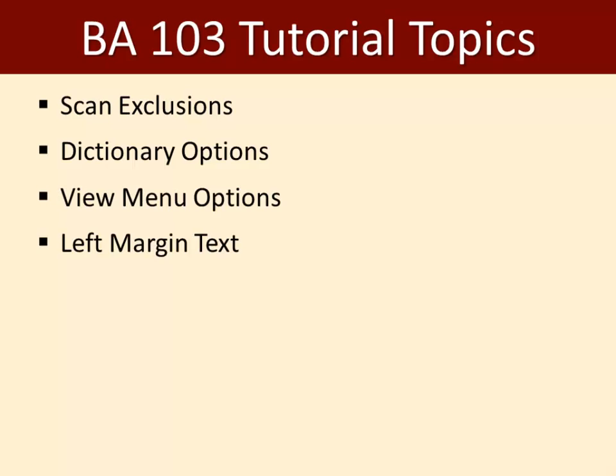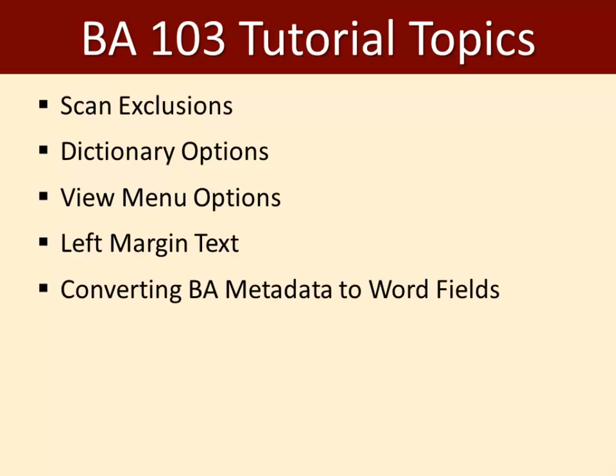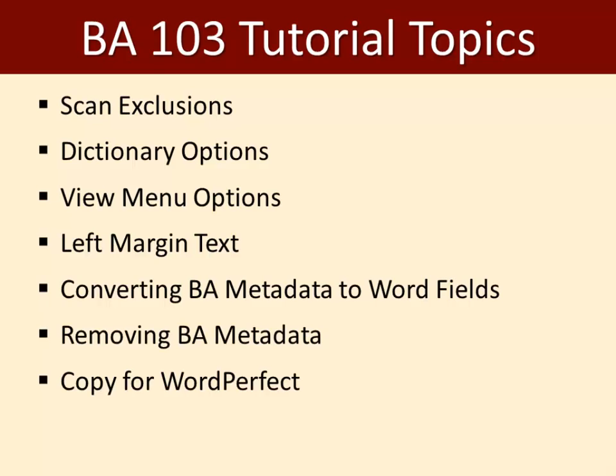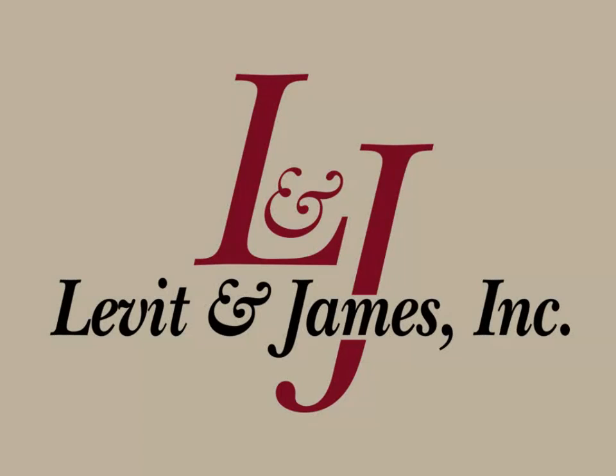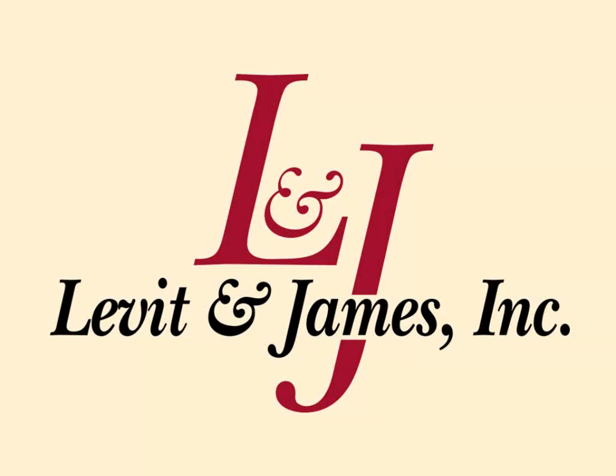how to add an asterisk to the left margin of a TOA entry for jurisdictions that require it for points relied upon, how to convert the BA metadata to native Word fields so that final processing can be done by someone who doesn't use Best Authority, how to remove all of the BA metadata from a document, how to use Best Authority in Microsoft Word to help you create a table of authorities for a WordPerfect document, and last but not least, how to create a combined table of contents and table of authorities, sometimes called a table of points and authorities.